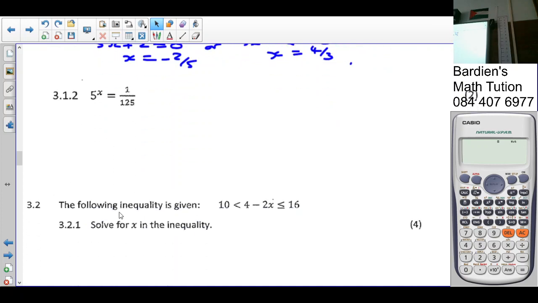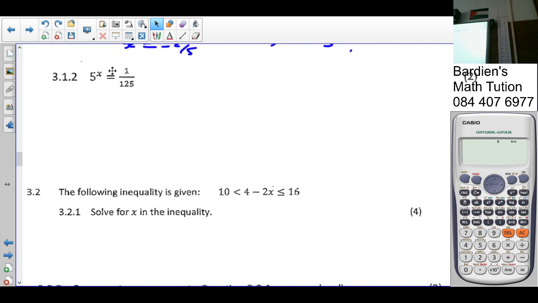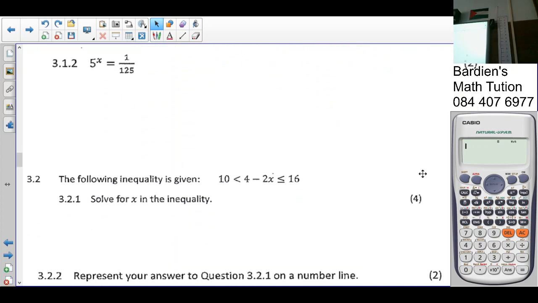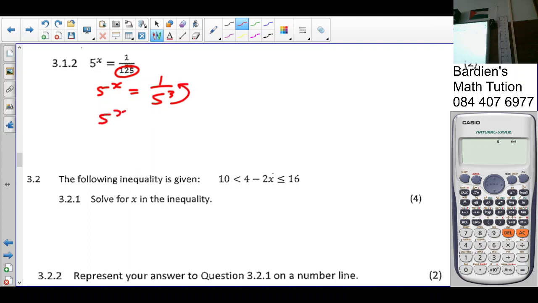The next one is your exponential equation. In your exponential equation, the bases must be the same for your exponents to be equal. So 125 can be written as 5 cubed. You bring that up. So 5 to the x equals 5 to the minus 3. Therefore x equals negative 3. Any issues here? No.